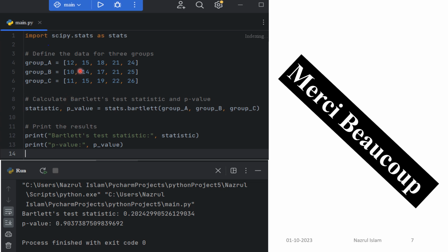This is the screenshot of Python code, and this is the result of Bartlett's test statistic as I have mentioned in the previous slide.